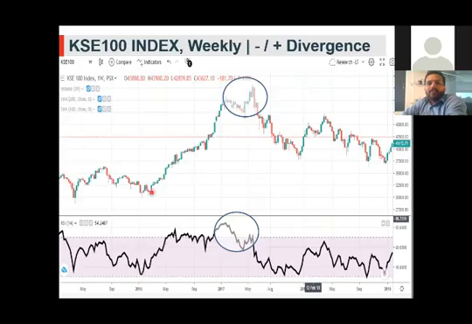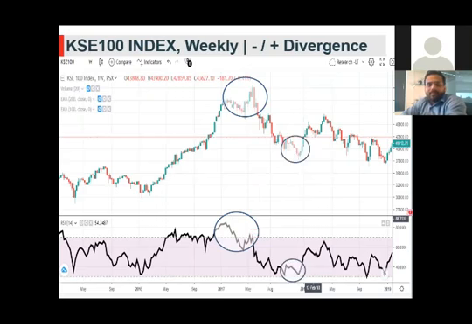Again, this is a very important chart. This is the KSE 100 index and the blue line is basically the percentage of stocks above the 200-day moving average. So from the technical standpoint, you certainly need to take note of that.